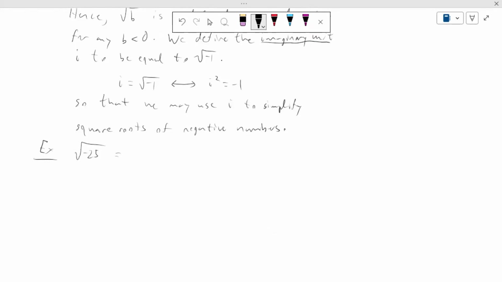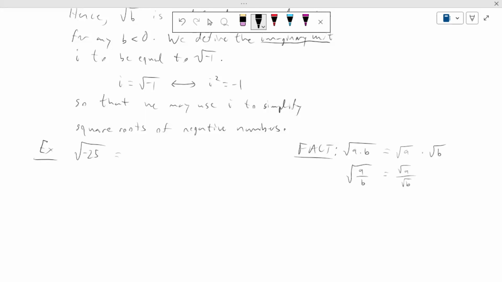Now, I'm going to use the fact here. So maybe I should have a fact over here on the side. That the square root of a times b, if I have just two numbers a and b, is going to be equal to the square root of a times the square root of b. In other words, square roots distribute over products. Same thing with division. If we have the square root of a divided by b, that will be equal to the square root of a divided by the square root of b. Distributes over quotients as well.